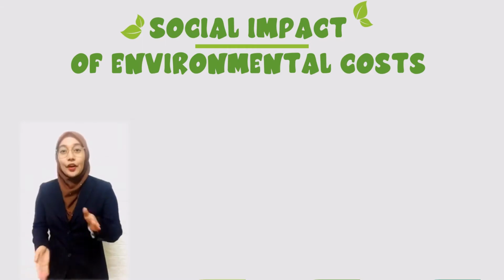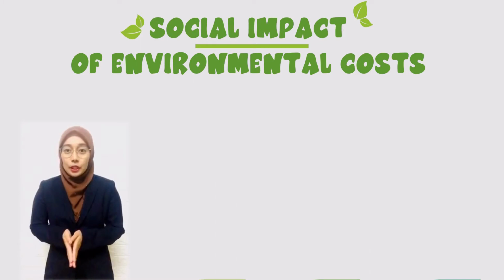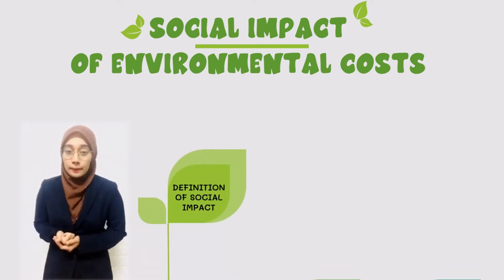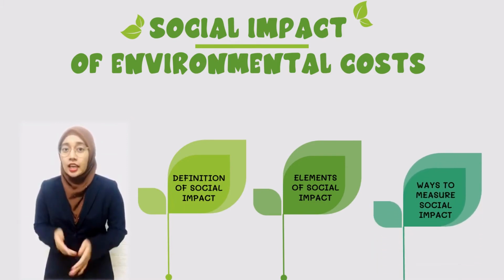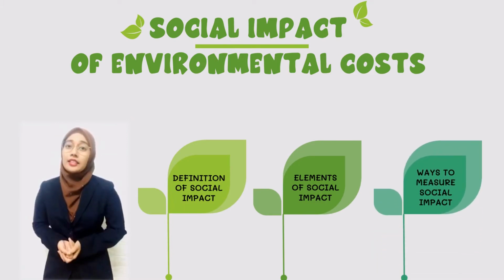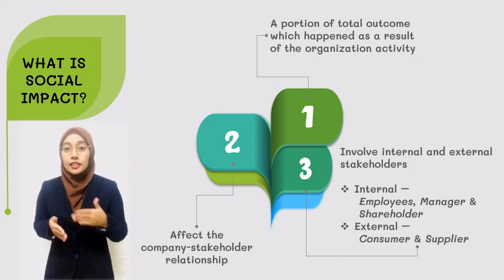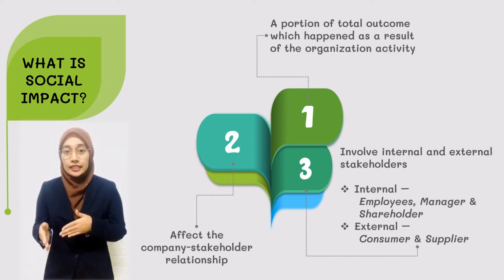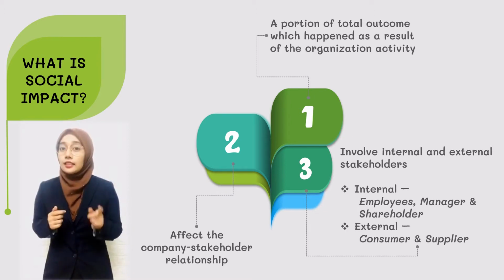Next, I'm going to explain the social impact of environmental costs. I will explain to you what is the definition of social impact, what are the elements of social impact, and how to measure it. Now, what is social impact? It is defined as the portion of the total outcome that happens as a result of the activity that affects the company's stakeholder relationships, which involve the internal and external stakeholders.